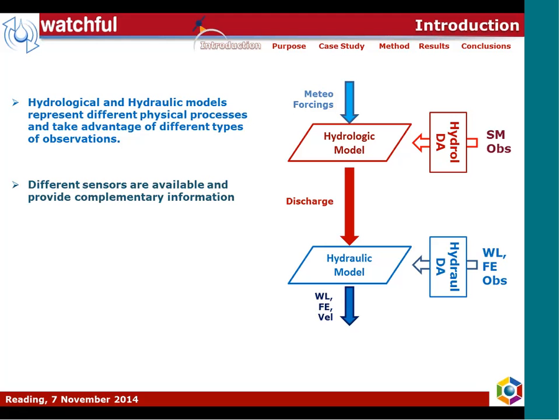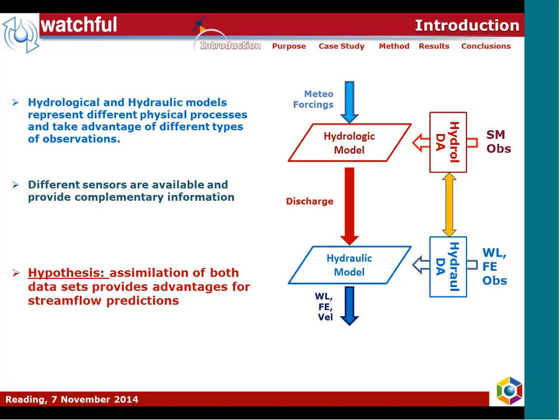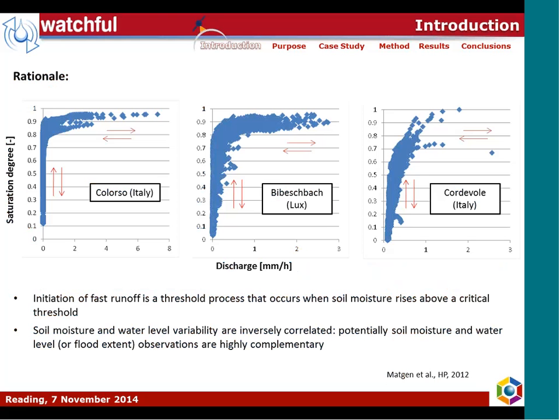There are different sensors available to get this information you need: soil moisture for improving your hydrological model, and flood extent to improve your hydraulic model. The hypothesis of our work is that by assimilating both data sets, we can improve stream flow predictions more significantly.